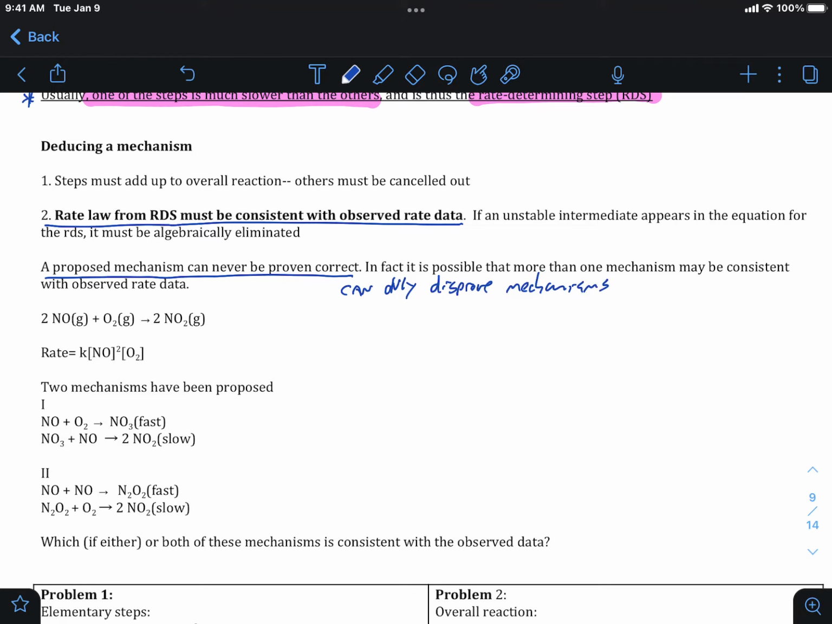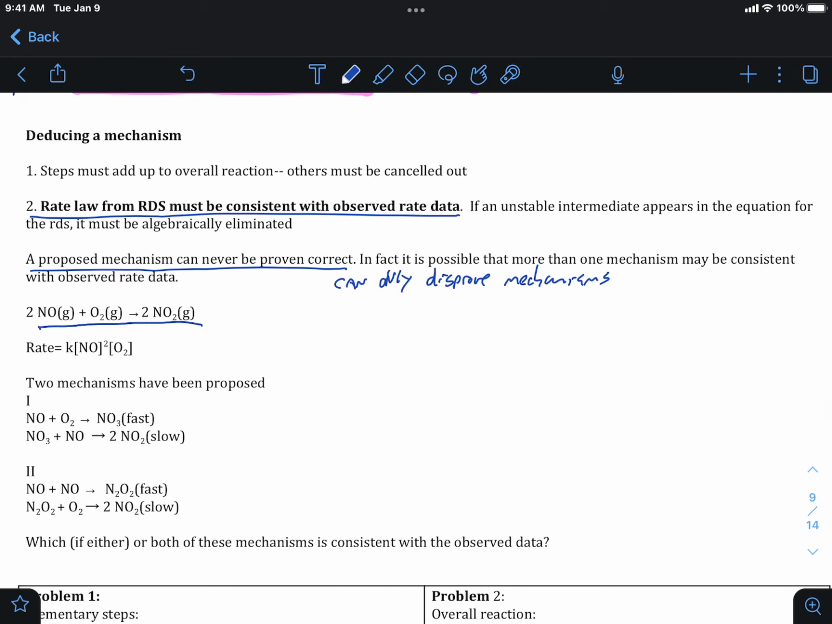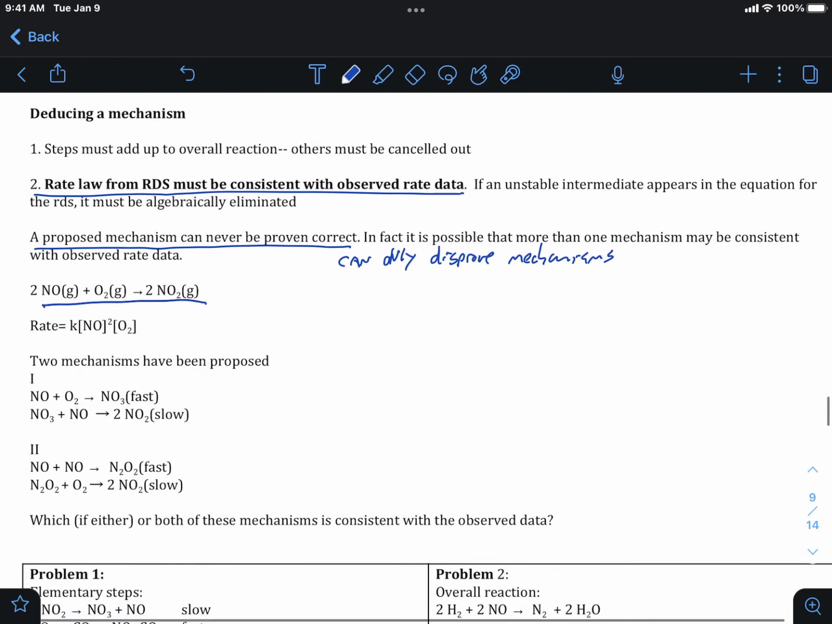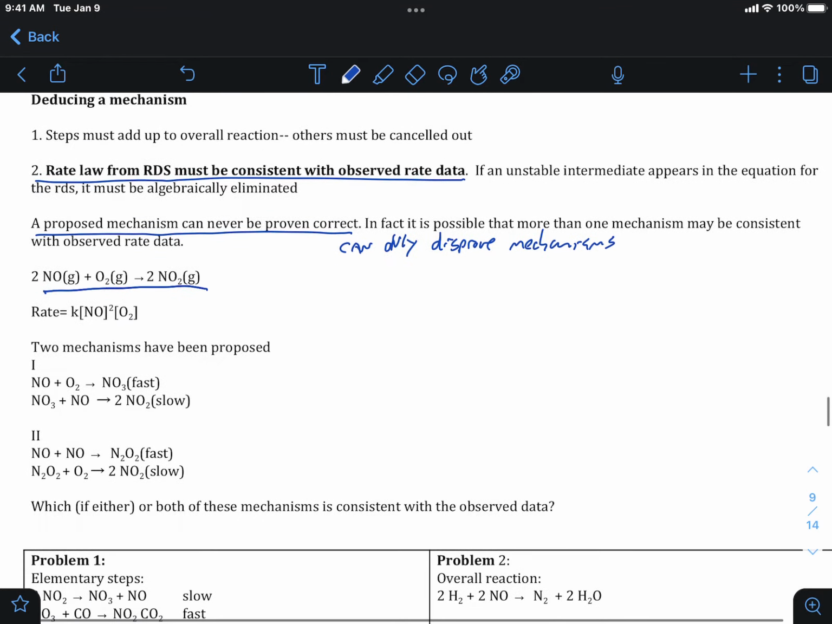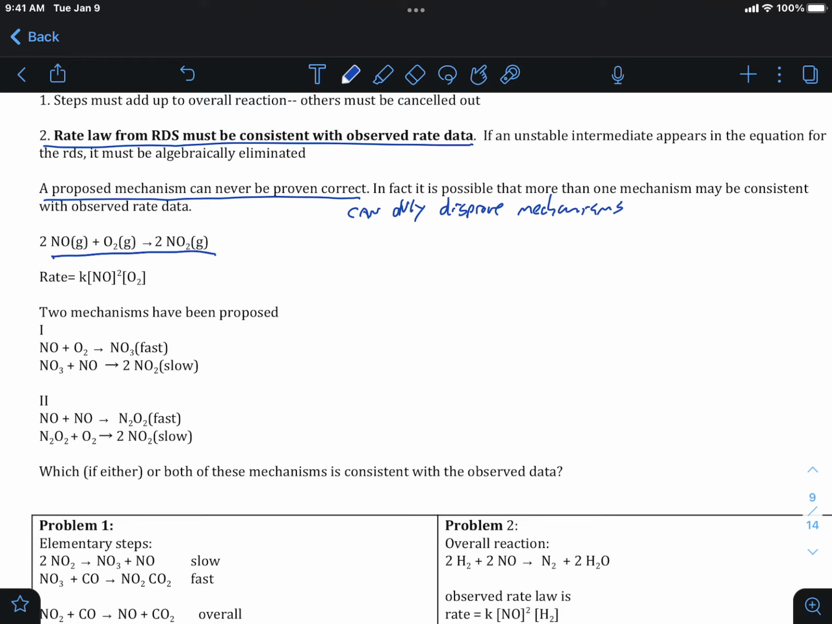All right, so for example, let's take this first reaction right here. Nitrogen monoxide reacts with oxygen to form nitrogen dioxide. Okay, and so the rate law has been determined to be rate is equal to K times NO squared times O2. Two mechanisms have been proposed. So these are two multi-step reactions that have been proposed.